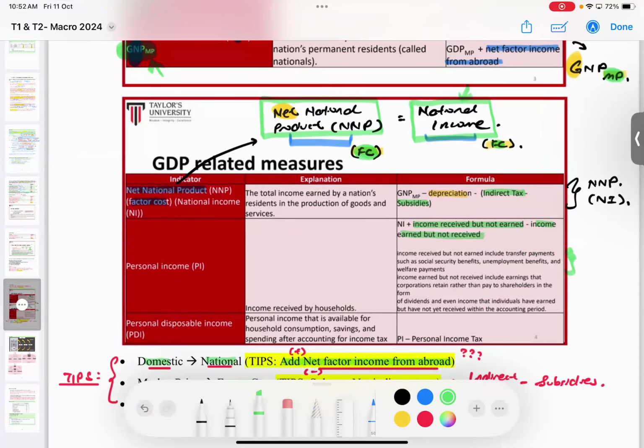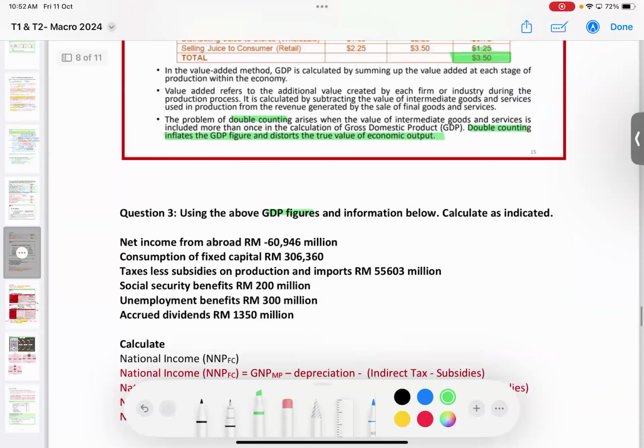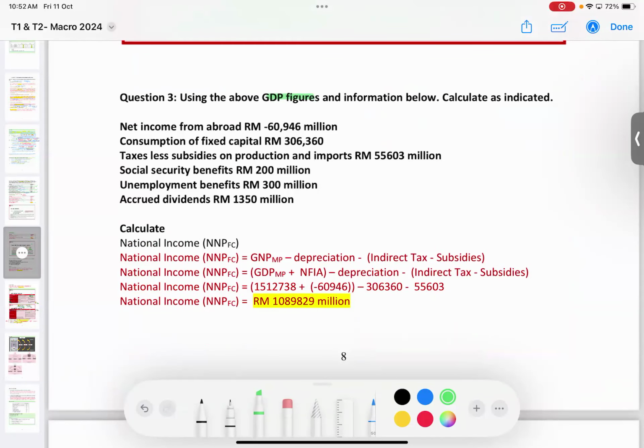Then after that, if you want to calculate personal disposable income, you just minus the personal income tax. Now let's have a look into calculation questions. Net income from abroad, this amount. Consumption of fixed capital, that means the usage of machines and equipment. I want you to remember, when you talk about usage of fixed capital, it links to depreciation, because all these things will depreciate. You can write depreciation over there.